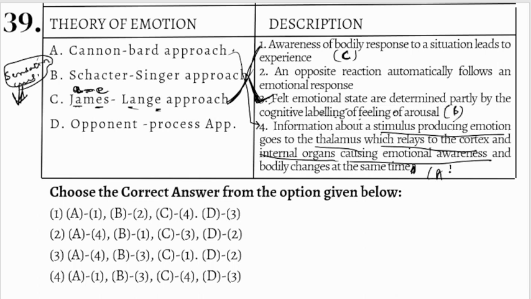And lastly, opponent process theory is where an opposite reaction would automatically follow an emotional response. So A matches to 4 and B matches to 3, 4 and 3. So 3 is going to be our correct answer here.